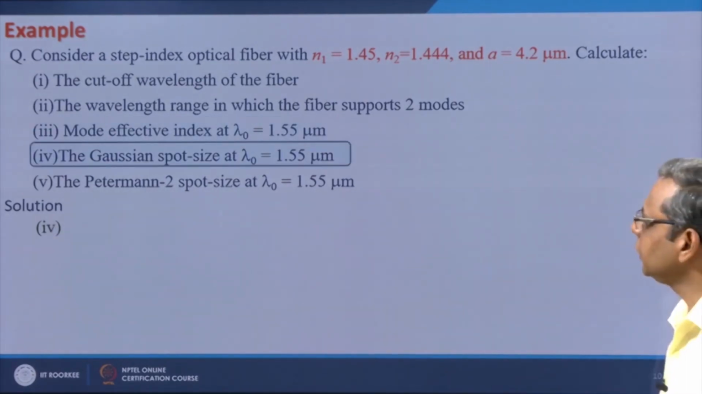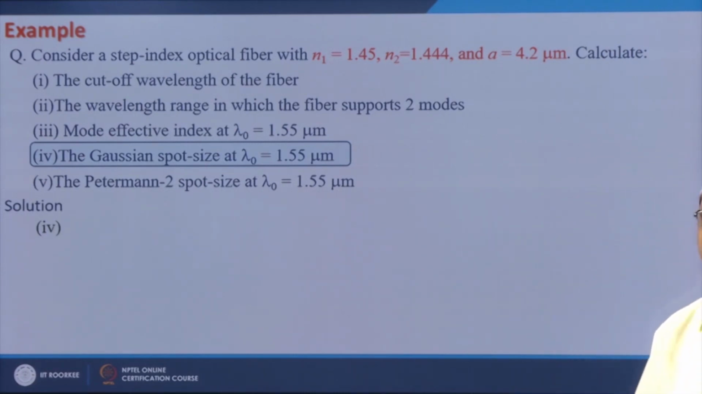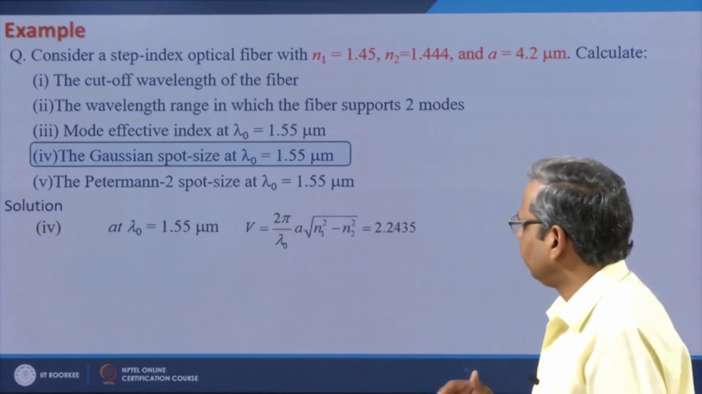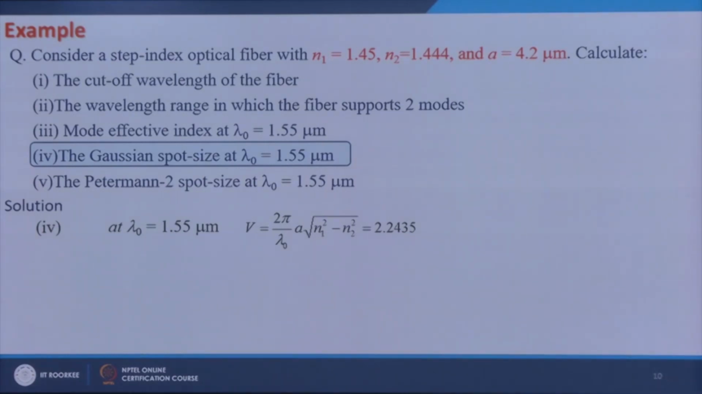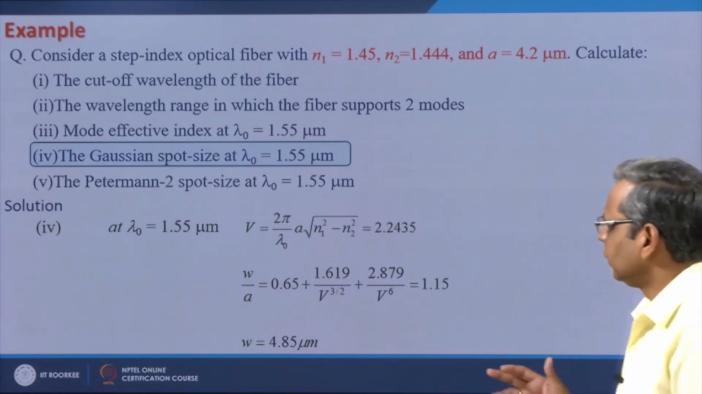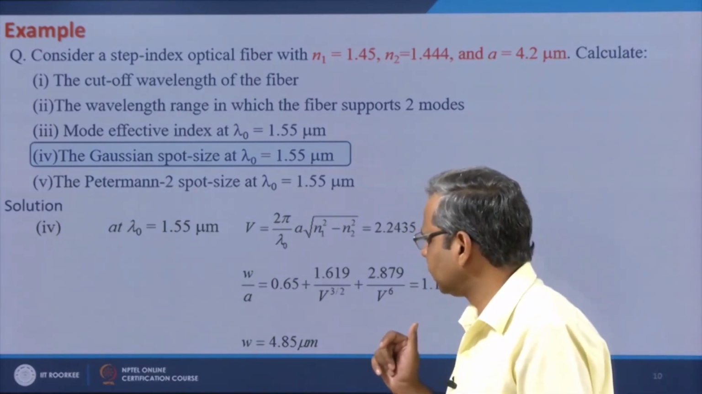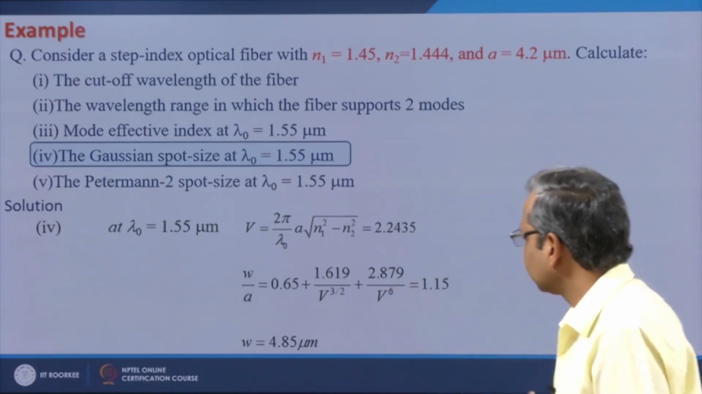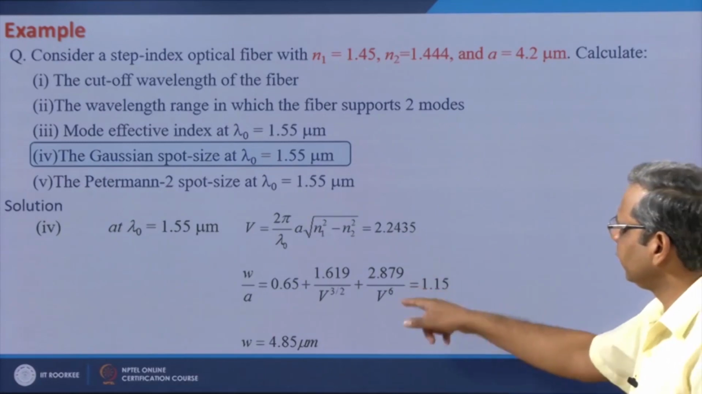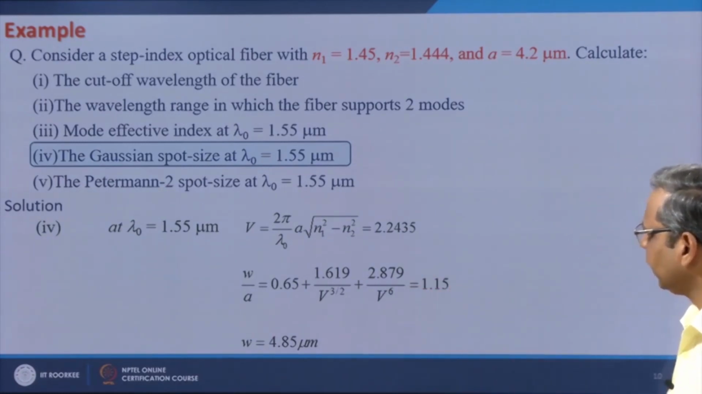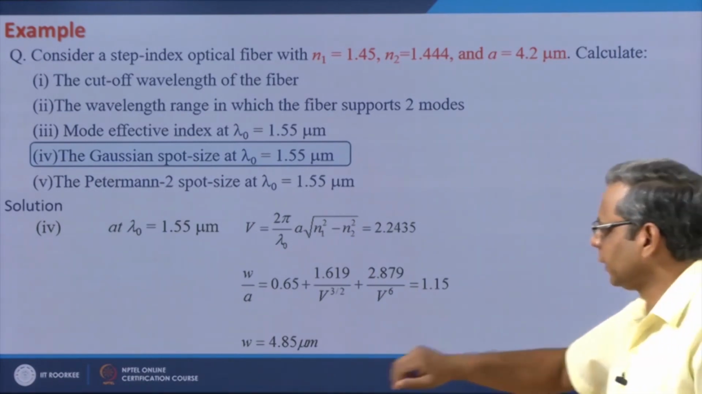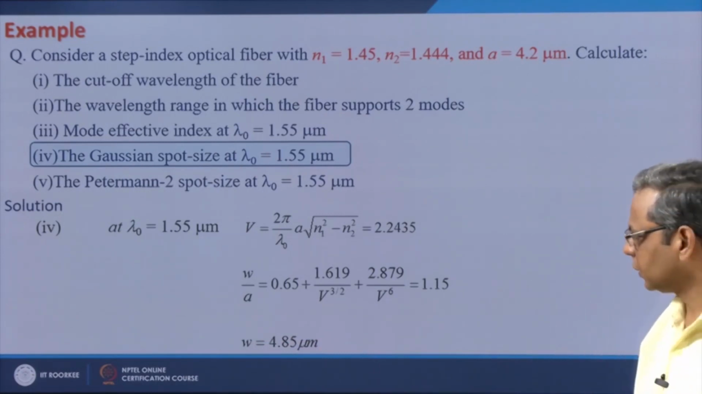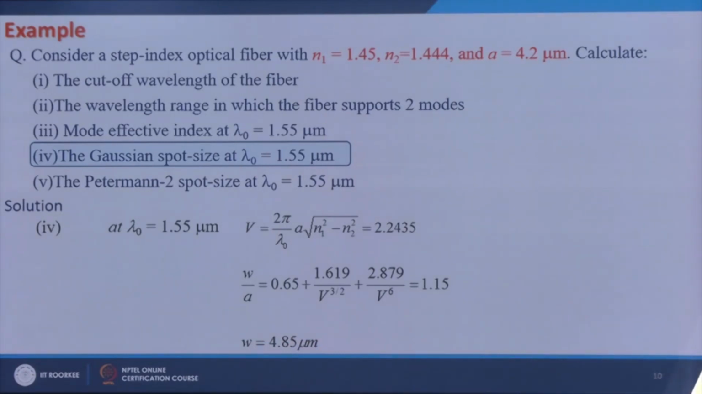Fourth part is, what is the Gaussian spot size at lambda naught equal to 1.55 micrometer. I had already calculated the value of V at 1.55 micrometer, which is 2.2435. Now, I know the empirical relation for Gaussian spot size, which is given by this. If I just put the value of V here, I can immediately get the value of W over A as 1.15, and since A is equal to 4.2, I can get the value of Gaussian spot size as 4.85 micrometer.